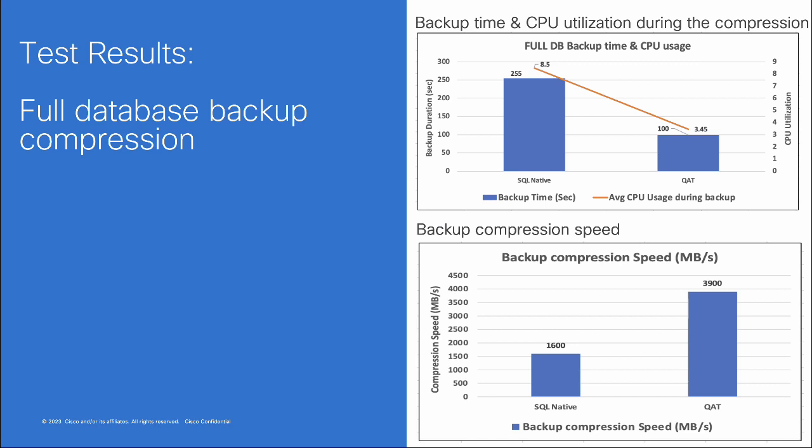When you compress the backup with SQL Server native, the CPU usage seen is around 8.5%, while with QAT it is only 3.4%. The bottom graph shows the compression speeds for Intel QAT, which is 3900, while for SQL native it is 1600 megabytes per second.